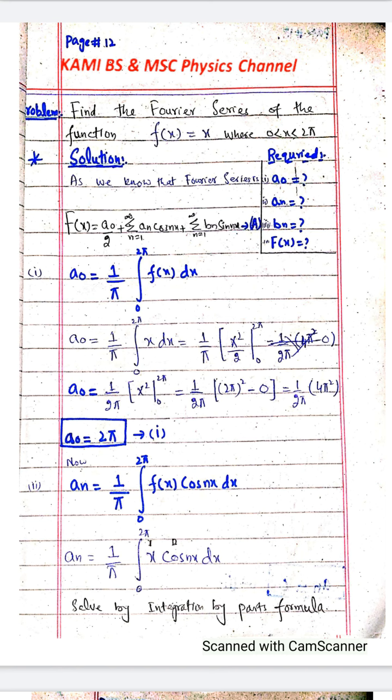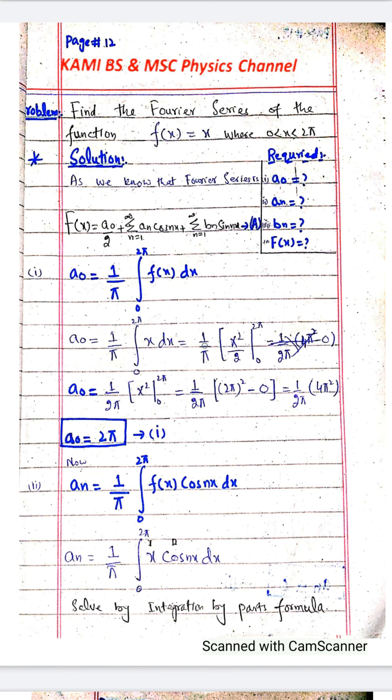And we also know that a naught is a coefficient of the Fourier series, and we have the formula for a naught. A naught is equal to 1 over pi integral 0 to 2 pi f of x dx. We have been given that f of x is equal to x, so we will put the value of f of x. A naught is equal to 1 over pi integral 0 to 2 pi, we put the value of f of x, x dx.